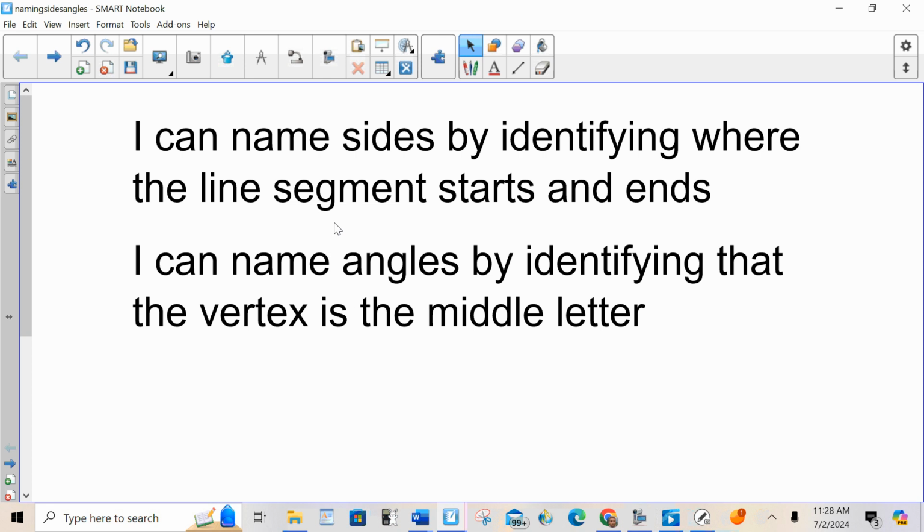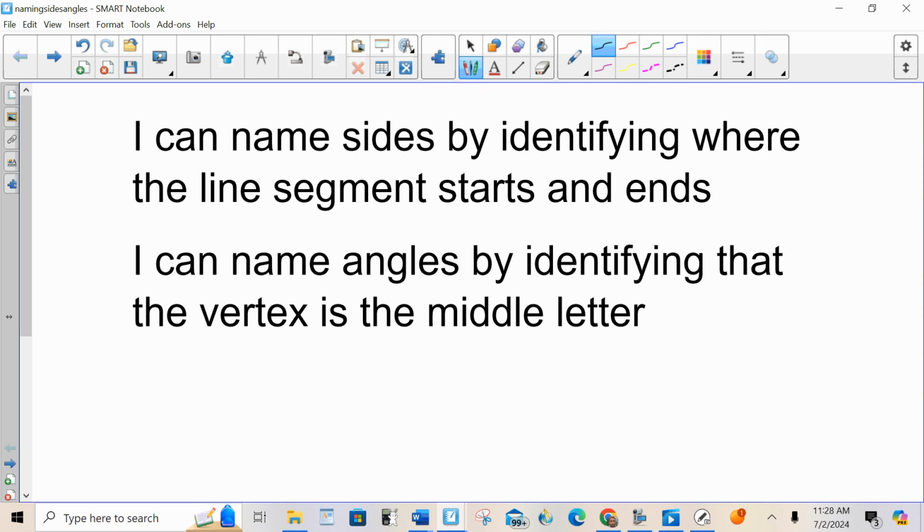Hello, everybody. Today, I can name sides by identifying where the line segment starts and ends, and also I can name angles by identifying that the vertex is the middle letter. Let's first talk about what a side is and what an angle is.